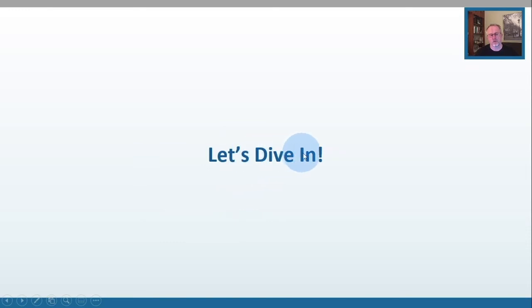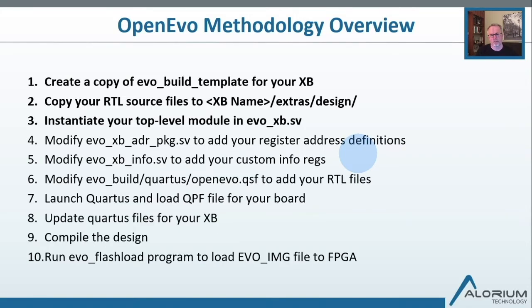Now we'll go through our PMUX CSR and see how we integrate into that EvoXP module. So what we're going to do is, since this is a new XP, we're going to copy the Evo build template and call it Evo PMUX CSR. Then we're going to copy our new source files into the design directory, and then we're going to modify that top level file, the EvoXP, to instantiate our new design.